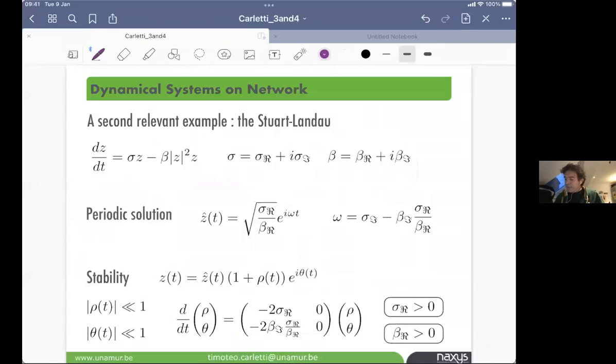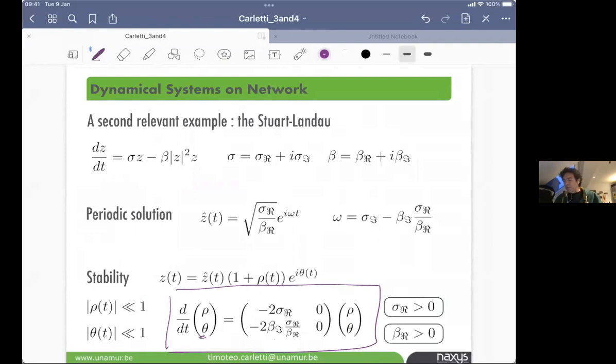At the end, I found this equation for the evolution of rho and theta. I have that rho dot is equal to minus 2 times the real part of sigma times rho, and theta dot is minus 2 times the imaginary part of beta times sigma real divided by beta real times rho.